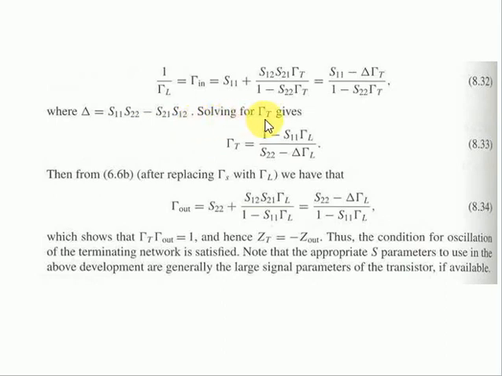Solving for gamma T gives gamma T is equal to 1 minus S11 gamma L upon S22 minus del gamma L. After replacing gamma in with gamma L, we have that gamma out is equal to S22 plus S12 S21 gamma L upon 1 minus S11 gamma L, which is equal to S22 minus del gamma L upon 1 minus S11 gamma L. Equation number 8.34.